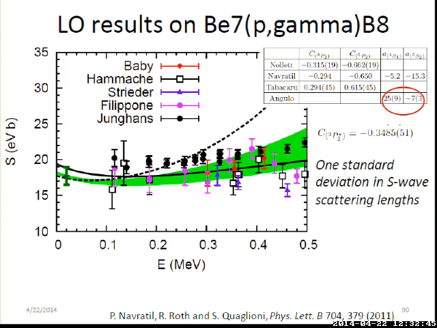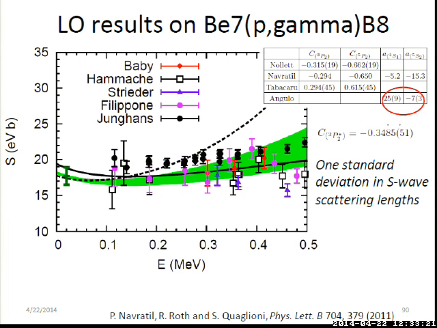Okay. So you can see below 0.1 MeV without data, the impact of the scattering length is very tiny. So this is what people agreed long time ago. But if you go above that, the S-wave scattering length actually has some significant impact on the energy behavior of this S-factor. So what people wanted to do is use the shape of this line from some models, rescale that with data, and then extrapolate to low energy.